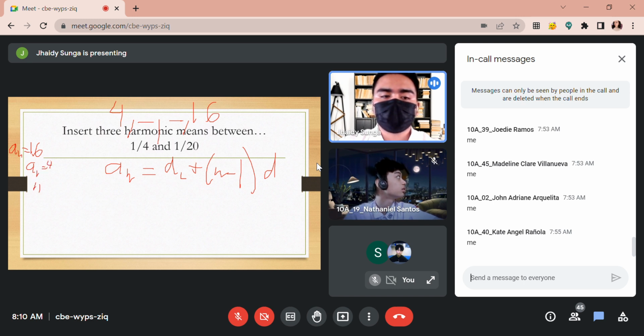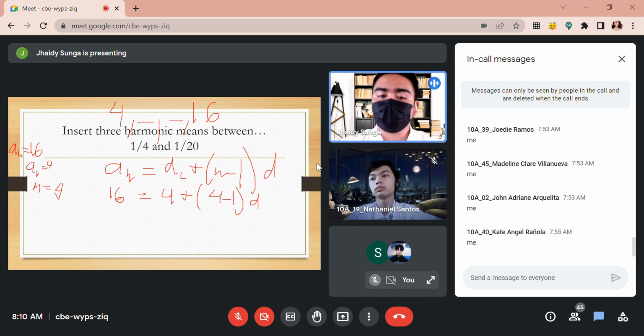Then our n is 4. Okay, so we still don't have the difference. A sub n is equal to 16, which is equal to A sub 1. What is our A sub 1? Our A sub 1 is 4 plus the quantity of n minus 1. What is our n? 4 minus 1 times d. What is d? We don't have it yet.